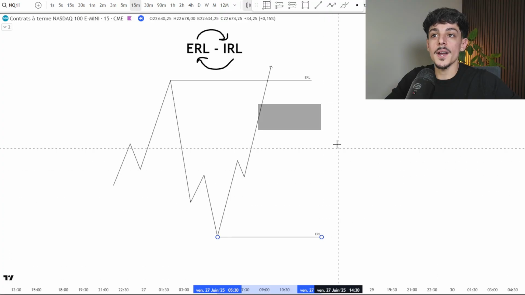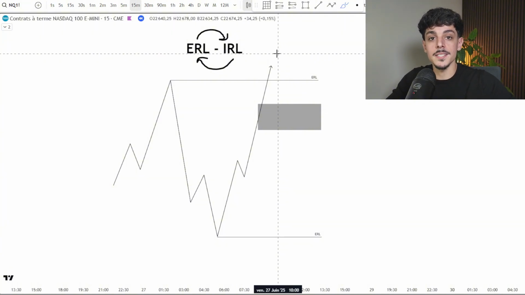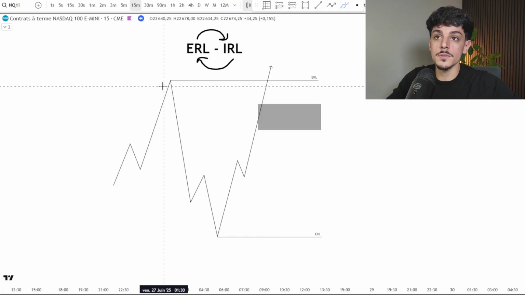But when price takes out a level of external range liquidity, what does that do? It means that price needs to rebalance. It needs to find buyers or sellers to then push price back to the upside or to the downside. So let's use this example.